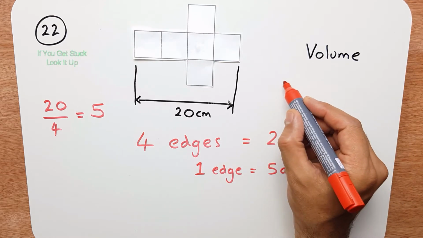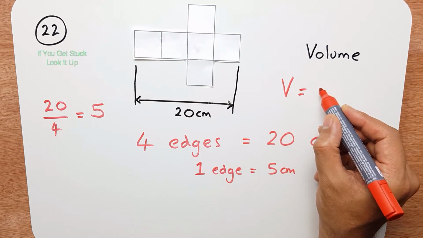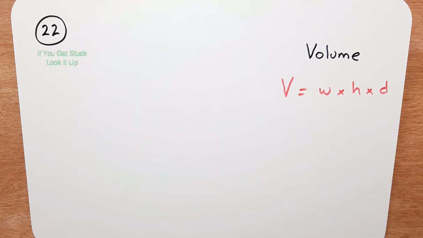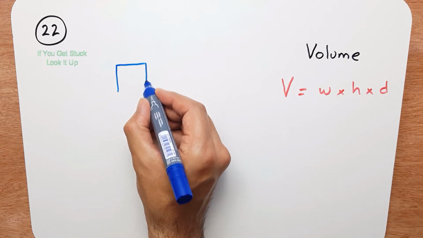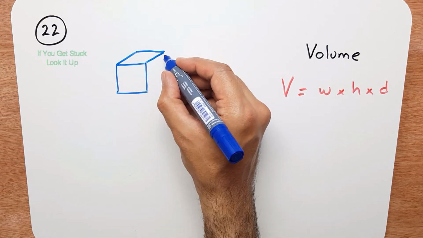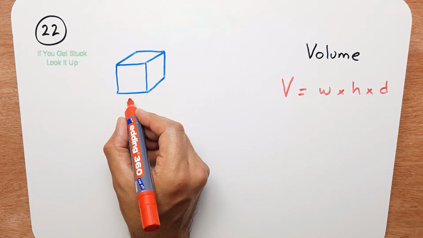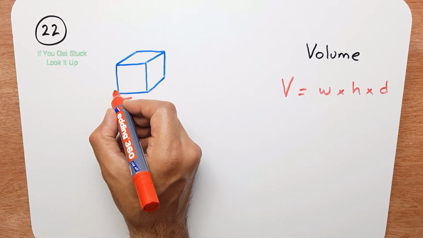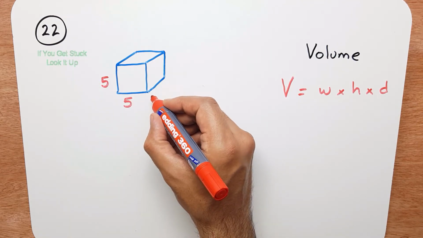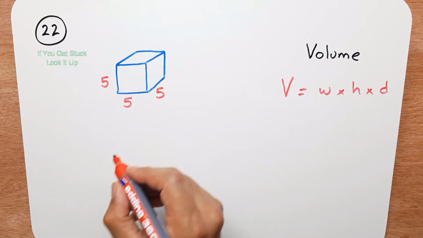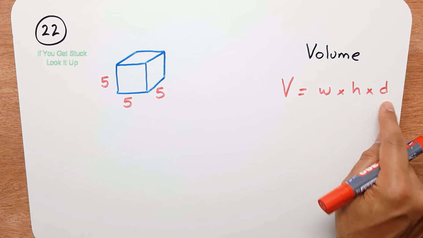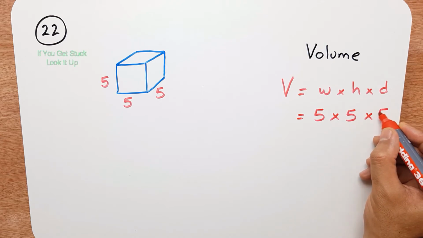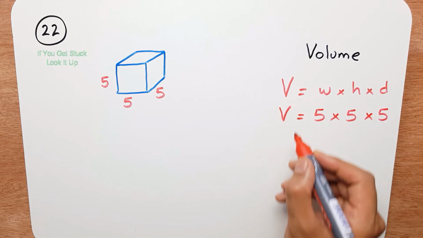But how do we work out the volume? Like we described earlier, the volume, V, is the width times the height times the depth. So my cube here has edges which are 5 centimeters. So the width is 5, the height is 5, and the depth is 5. So each one of these is 5. So my calculation is 5 times 5 times 5. That's to work out the volume.